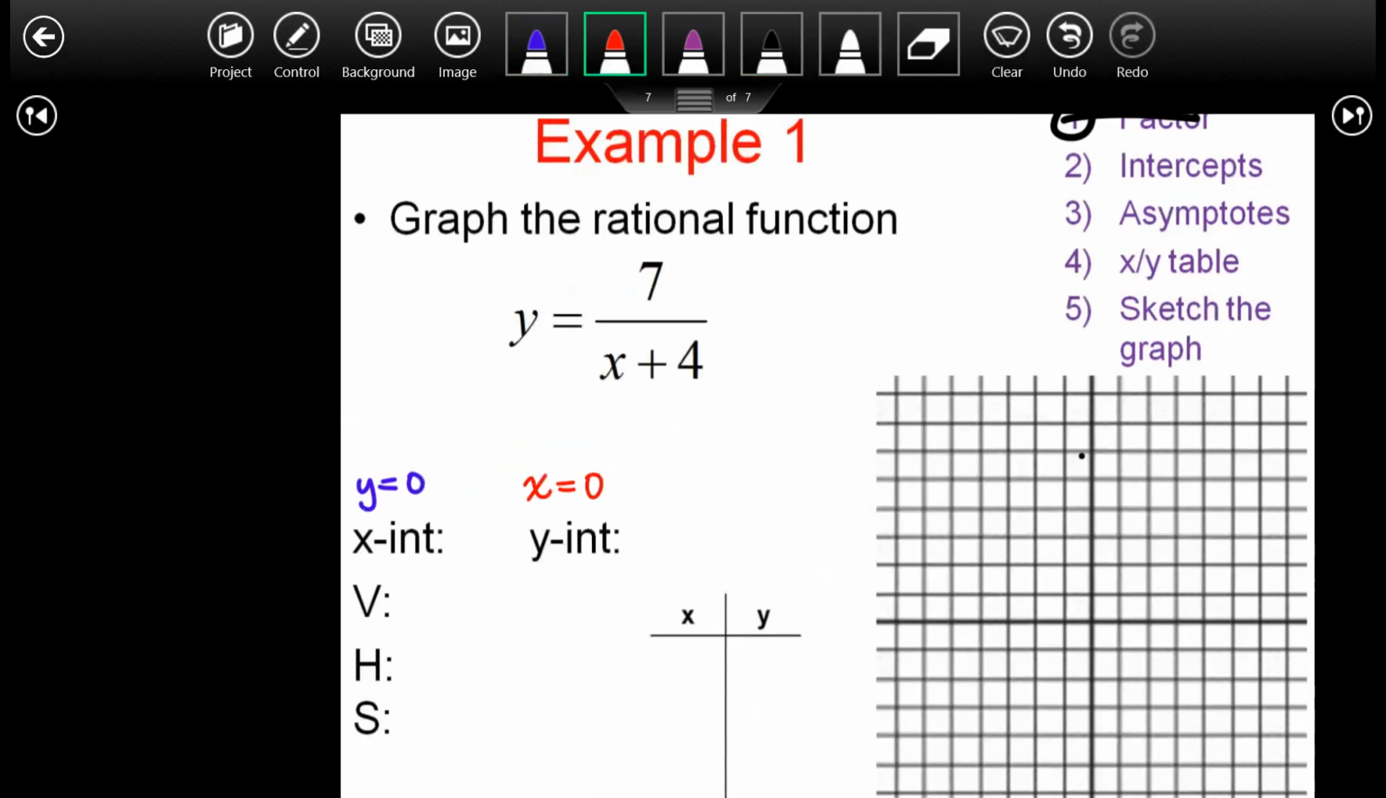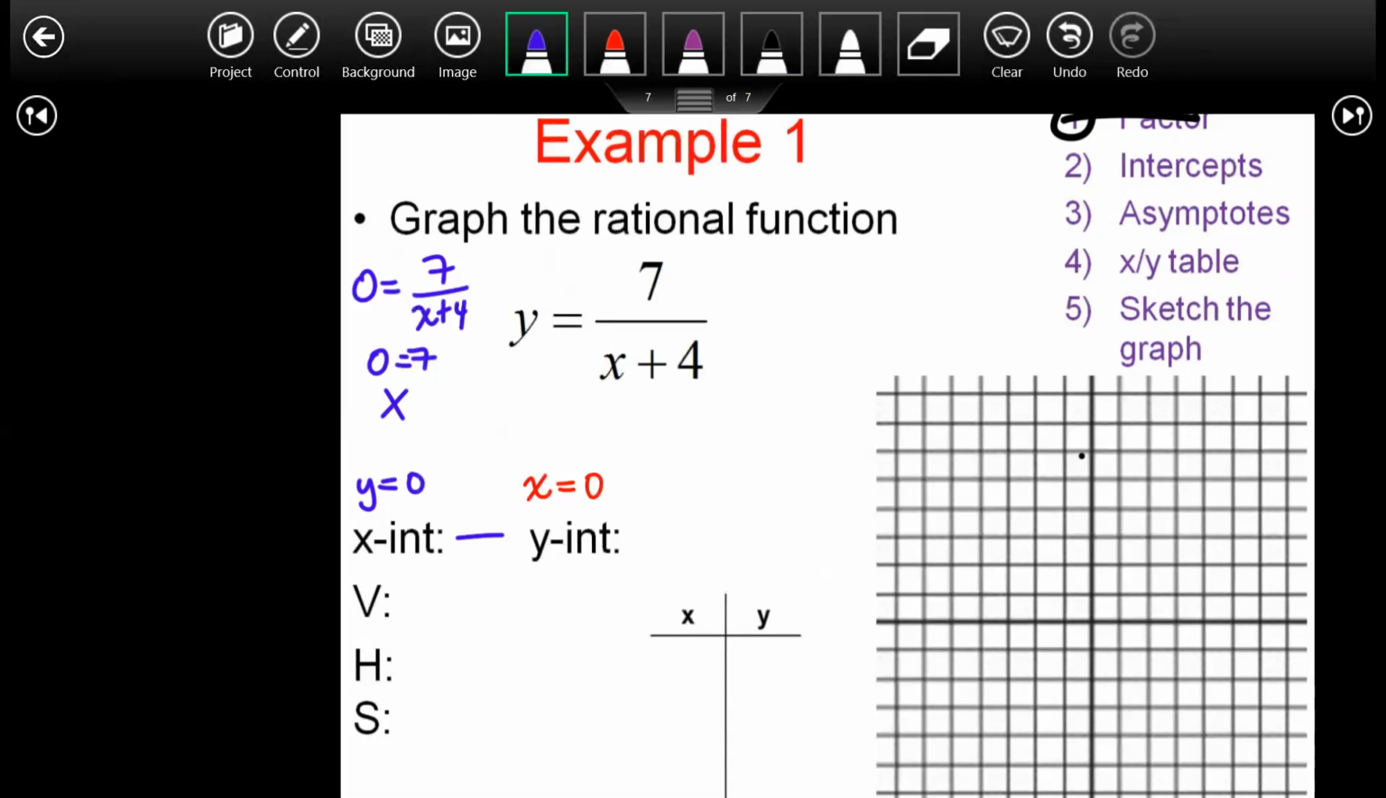Now, if we set y equal to 0, we're going to get this: 0 is equal to 7 over x plus 4. What happens when you multiply both sides by x plus 4? What do we get? 0 equals 7. Is this good or bad? This is bad. So in this case, we have no x-intercept. That means it's not going to cross the x-axis. So we have no points we can put on the x line.